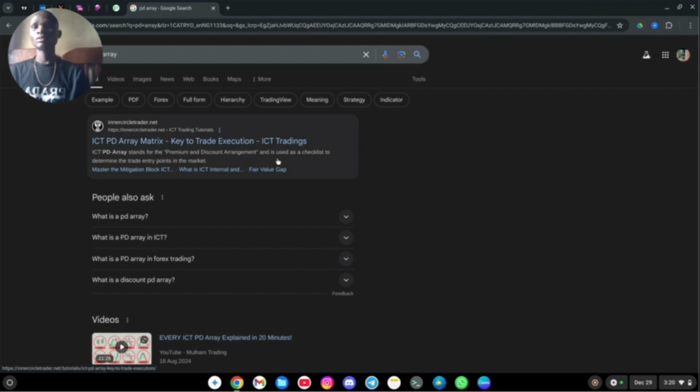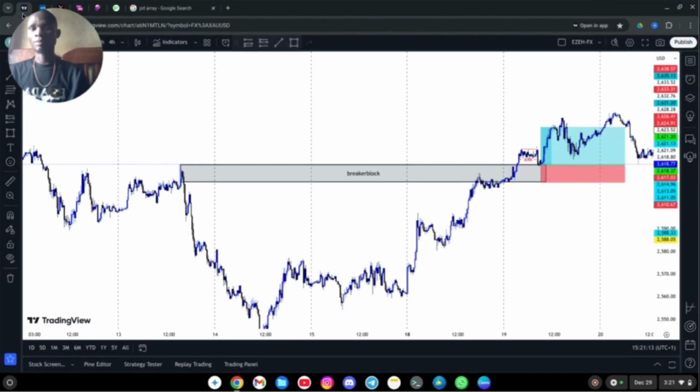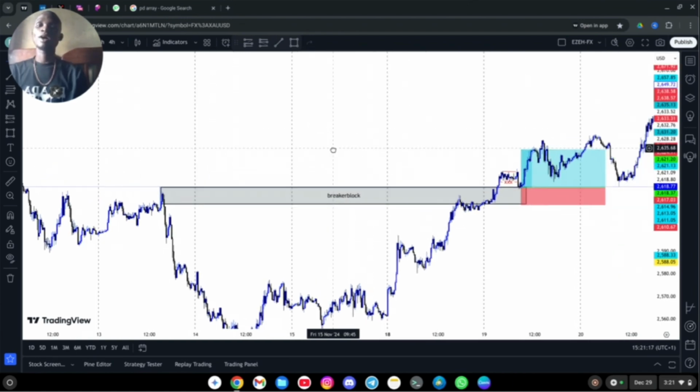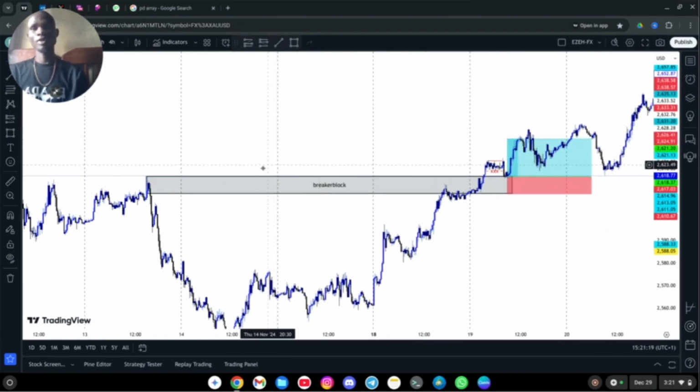So now, let me show you guys some examples of Breaker block and what you need to see for a Breaker block to be valid. So these are my charts. Now remember, a Breaker block is a failed order block. So all those things you just hear, a Breaker block is a failed order block.